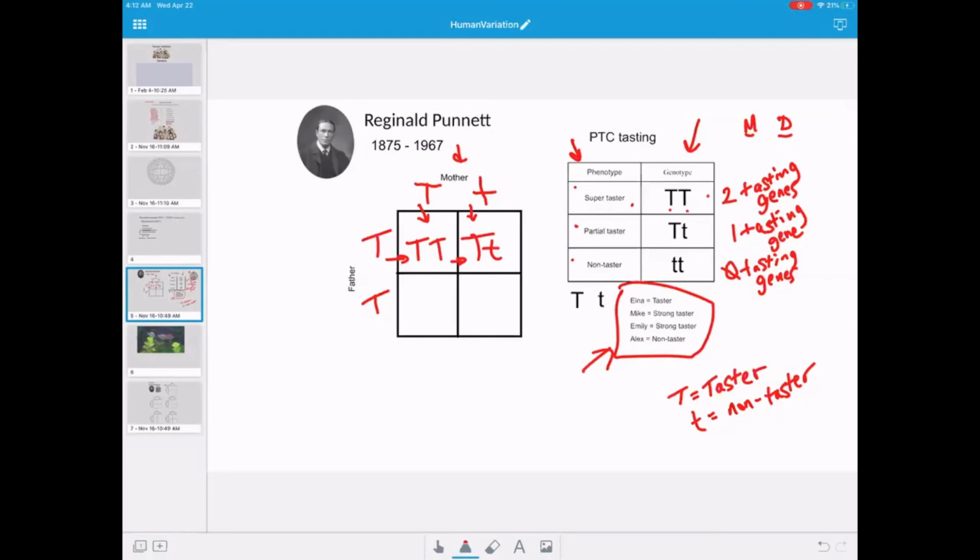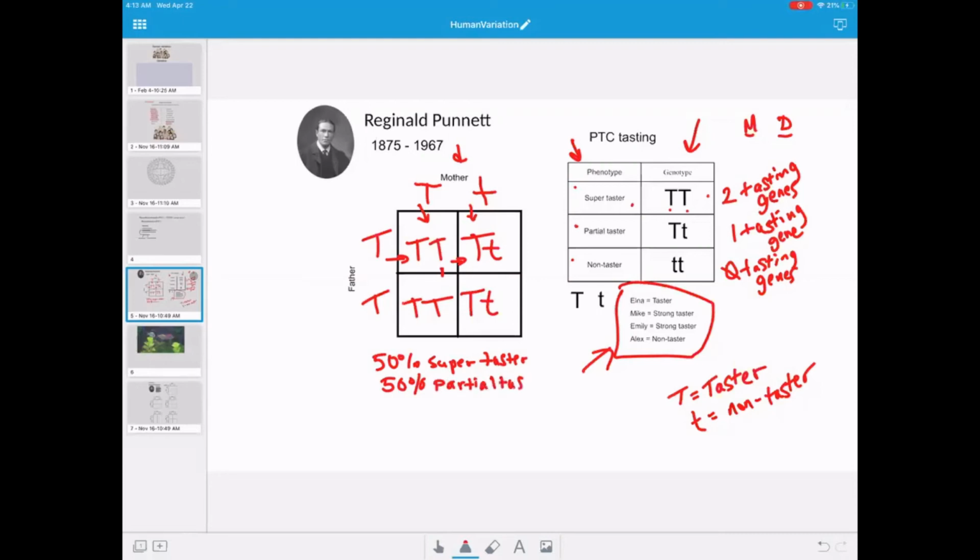Now we go down here and we get a big T from dad, big T from mom, another super taster. And then over here, we get a big T from dad and a little t from mom. Okay, so now those are the probabilities of our offspring. That's out of 100% of all of our offspring. So if you look, we've got two double T's, two big TT's right there. And then right here we have big T, little t, big T, little t. And so we have a 50% chance to be a super taster and a 50% chance to be a partial taster.